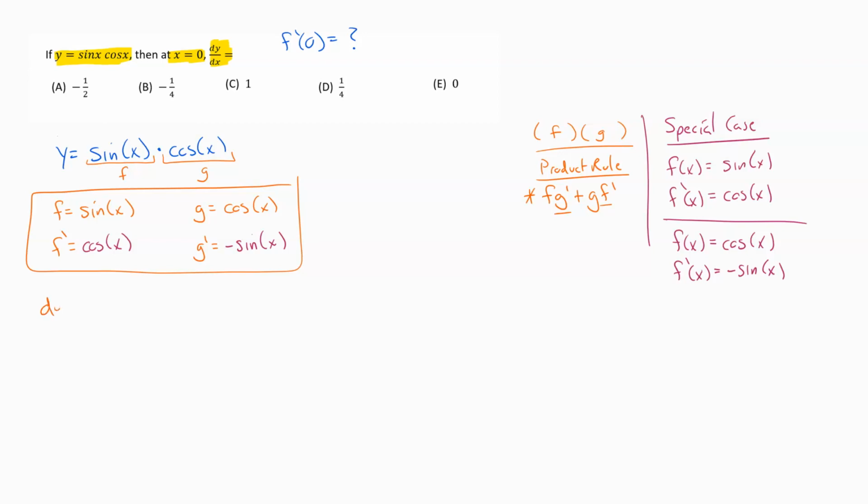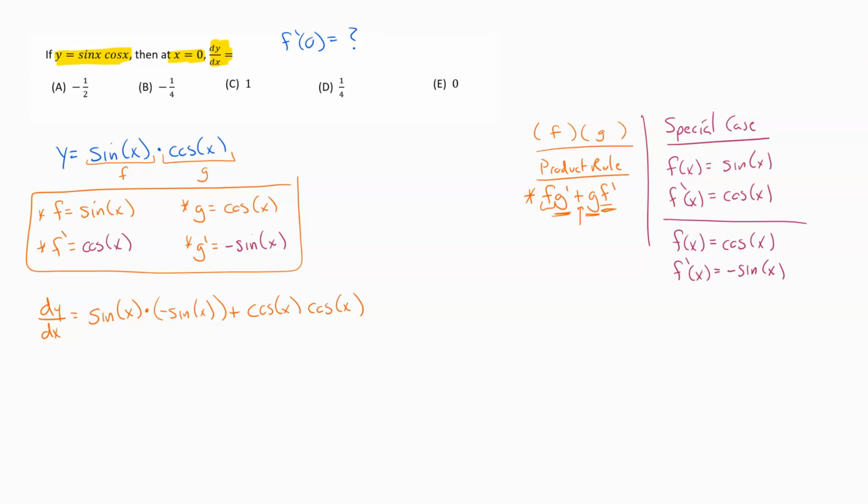So the derivative of y, dy/dx, is going to equal, following the recipe, first go grab the f piece, sine of x. Then we multiply that by g prime, which is negative sine of x. Then plus, from the recipe, go grab the g piece, cosine of x, and multiply it by f prime, the derivative of f, which is cosine of x.